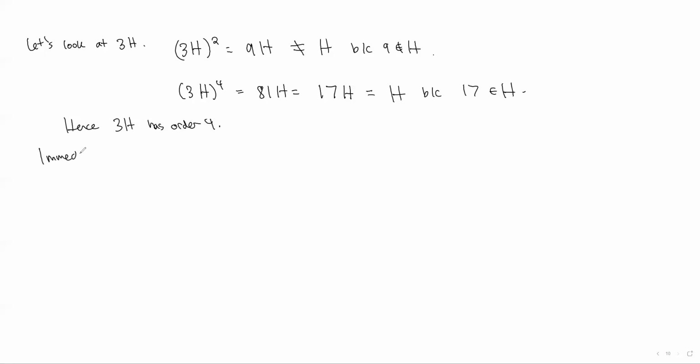Immediately, we know that G mod H is not isomorphic to Z2 plus Z2 plus Z2 because that only has elements of order 2.